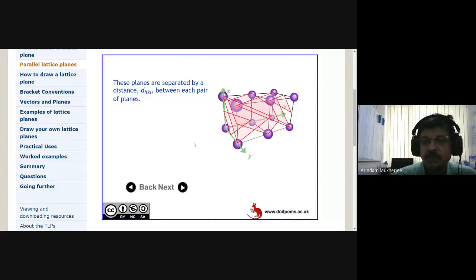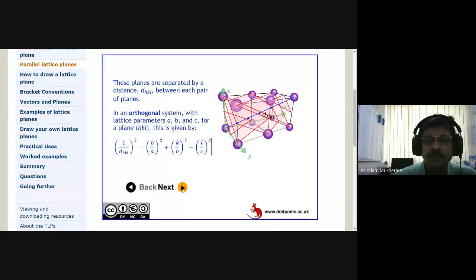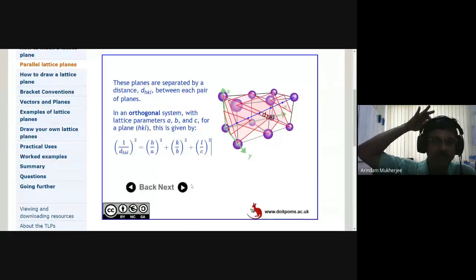So this distance between the two planes is called the distance between HKLs. The parallel planes will have a distance of d_hkl between them. Let's look into this in a bit more detail. So we say that we are in an orthogonal lattice.